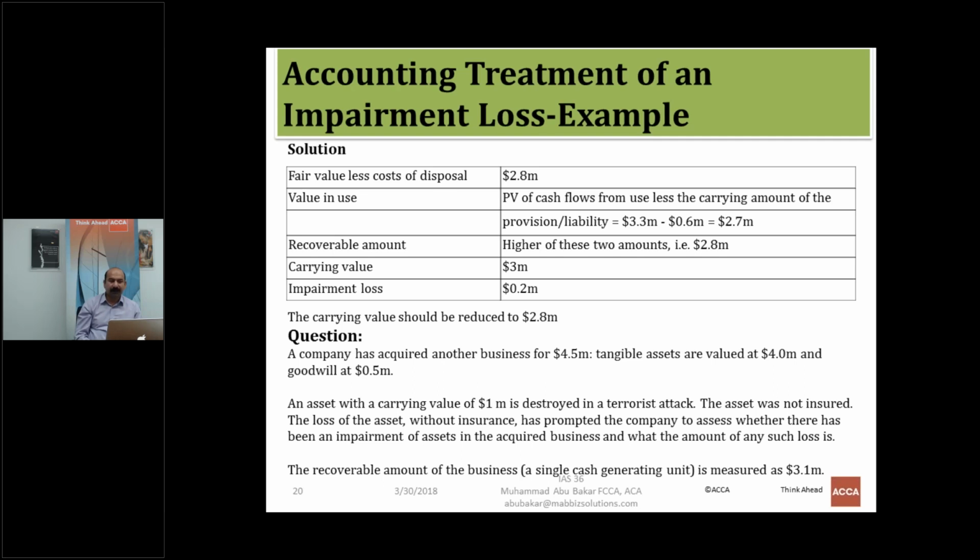Answer is zero impairment loss, zero. Okay. And second is 1.1 million. Yes. Okay. And third option is 1.4 million. Okay.